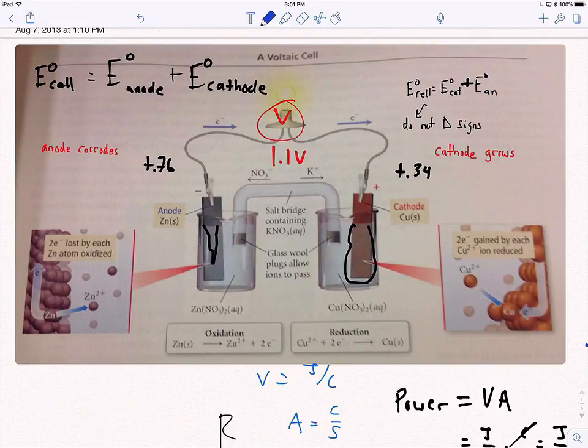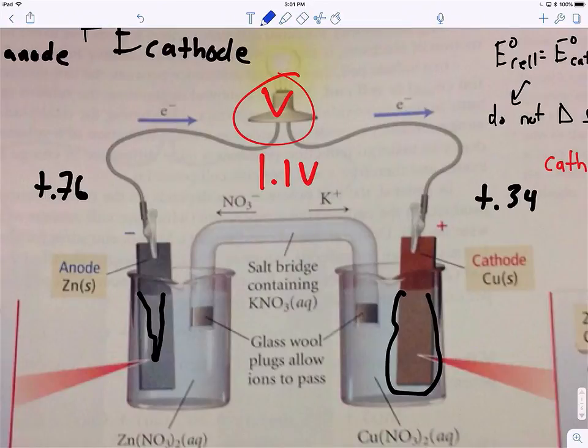Right here is drawn a figure showing a galvanic cell or a voltaic cell. Something to note, this is the most classic battery you can have. You have two dissimilar pieces of metal, in this case zinc and copper. Two different pieces of metal, and they're both in solutions. And in between them, this is a salt bridge.